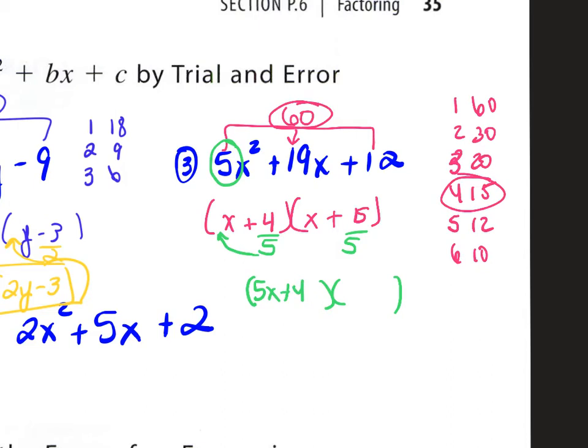15 divided by 5 gives me what? 3. And then I can FOIL to make sure that I'm correct. Questions?